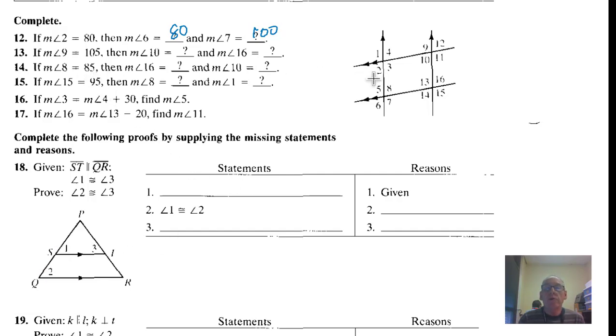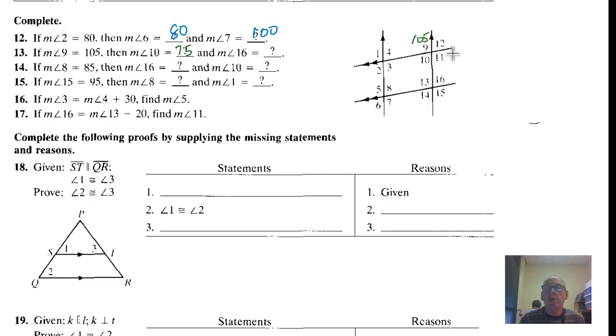If the measure of angle 9 is 105, let's find angle 9, that's 105. What's the measure of angle 10? Angle 10 is a linear pair with 9, so 180 take away 105 gives us 75 degrees for 10.